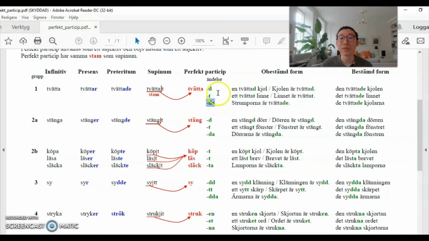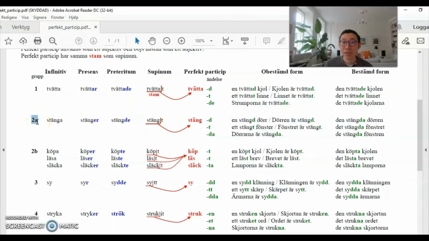plural, tvättade. Till exempel, en tvättad kjol, a washed dress, kjolen är tvättad. Ett tvättat linne, linnet är tvättat. Strumporna är tvättade. Här har vi plural. Here is the plural form. So, d for en word, t for ett word, de for plural. Bestämd form, den tvättade kjolen, the washed dress. Så tvättade, once again, the same form is used both for plural and definite form. So it's the same logic as we use for adjectives.